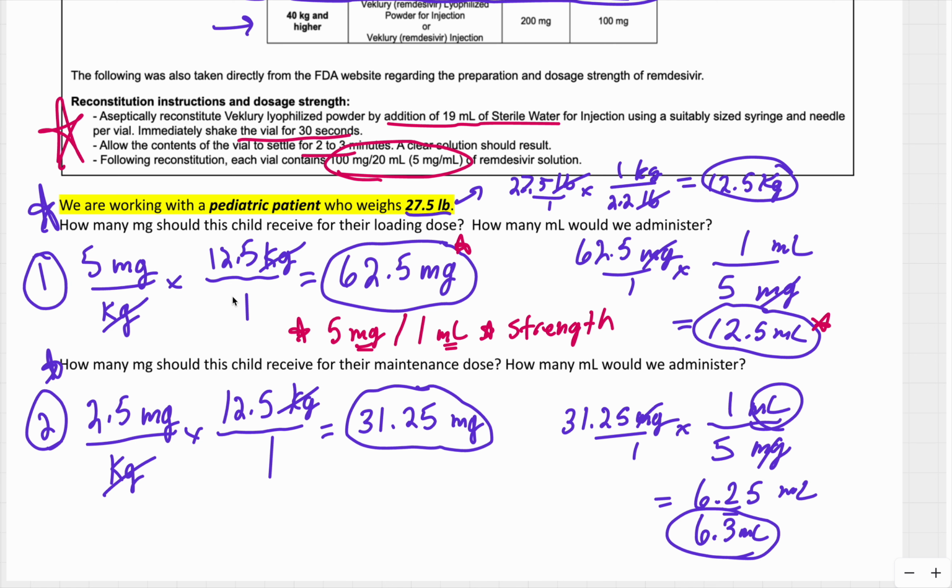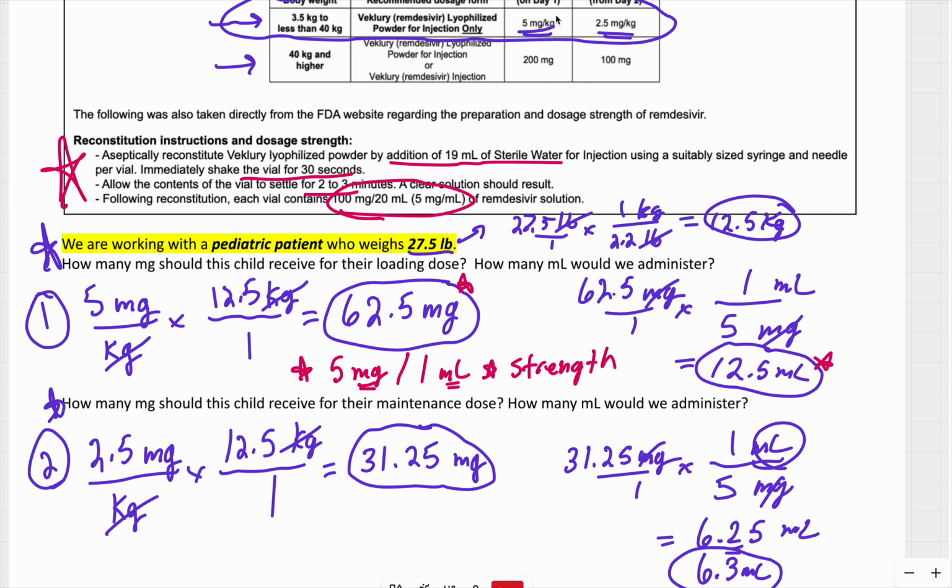We didn't round the milligrams. We weren't told to round, and we weren't done with this calculation. So we're just going to keep it as 31.25, and that's what we used, that specific value. So that means on day one, we would give them 12.5 milliliters. By giving them that, they would be getting 62.5 milligrams, which is based on their weight.